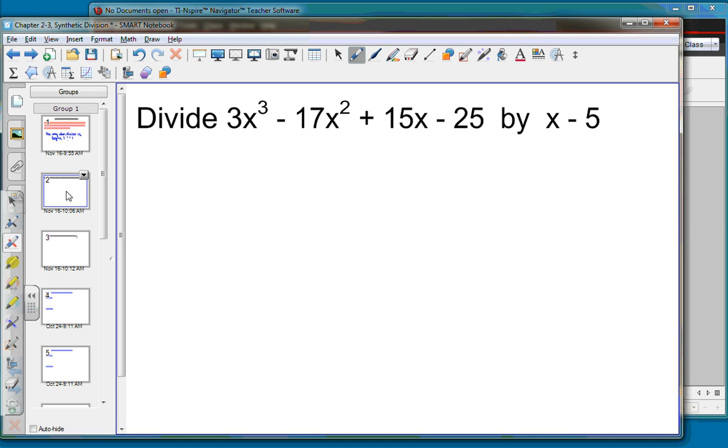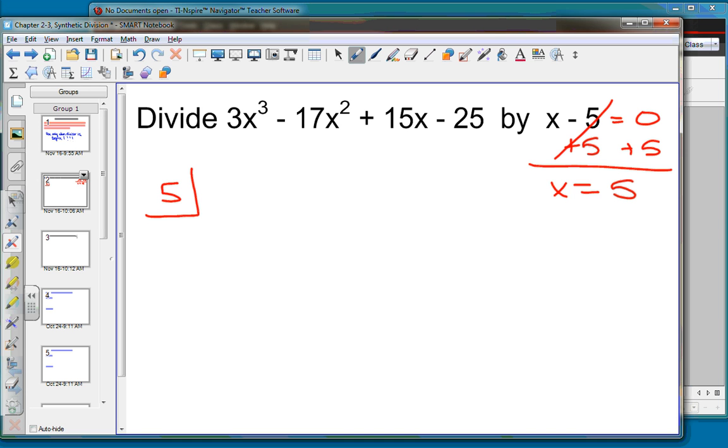Go. Okay, now, the x minus 5, we're going to set this equal to 0, and we're going to solve for it. Add 5 to both sides. x is equal to 5. That 5 is what's going to go in your little half rectangular box that you're going to put right there.